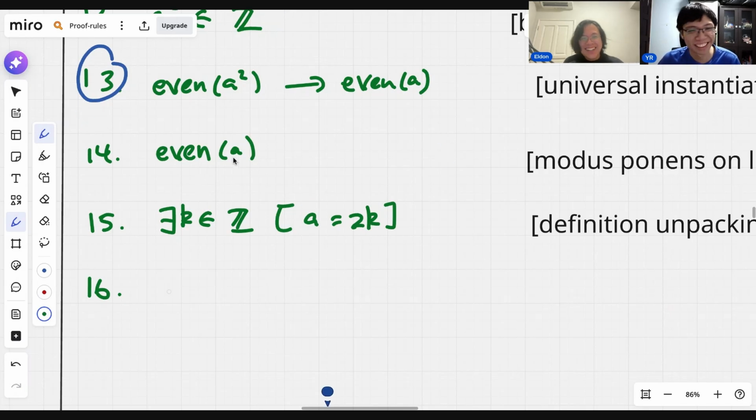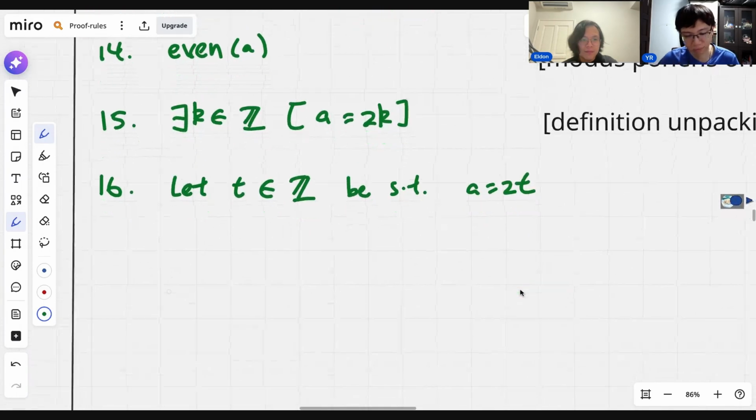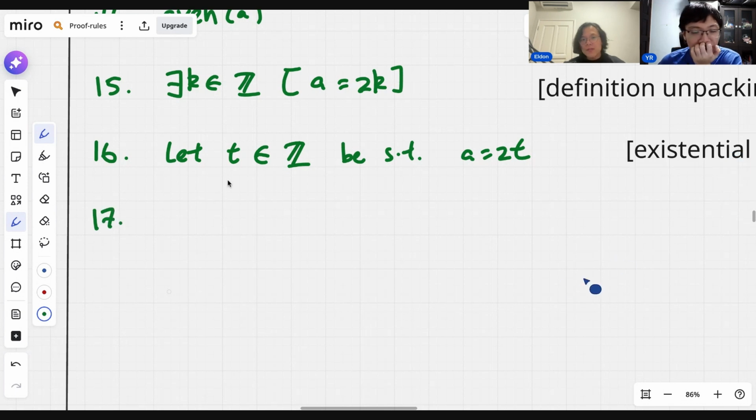Okay, so we know there's an integer k such that a is equal to 2k. So I'm going to say let t be such an integer. We'll give it a name. Let t be such that a is equal to 2t. Okay, let's keep going.